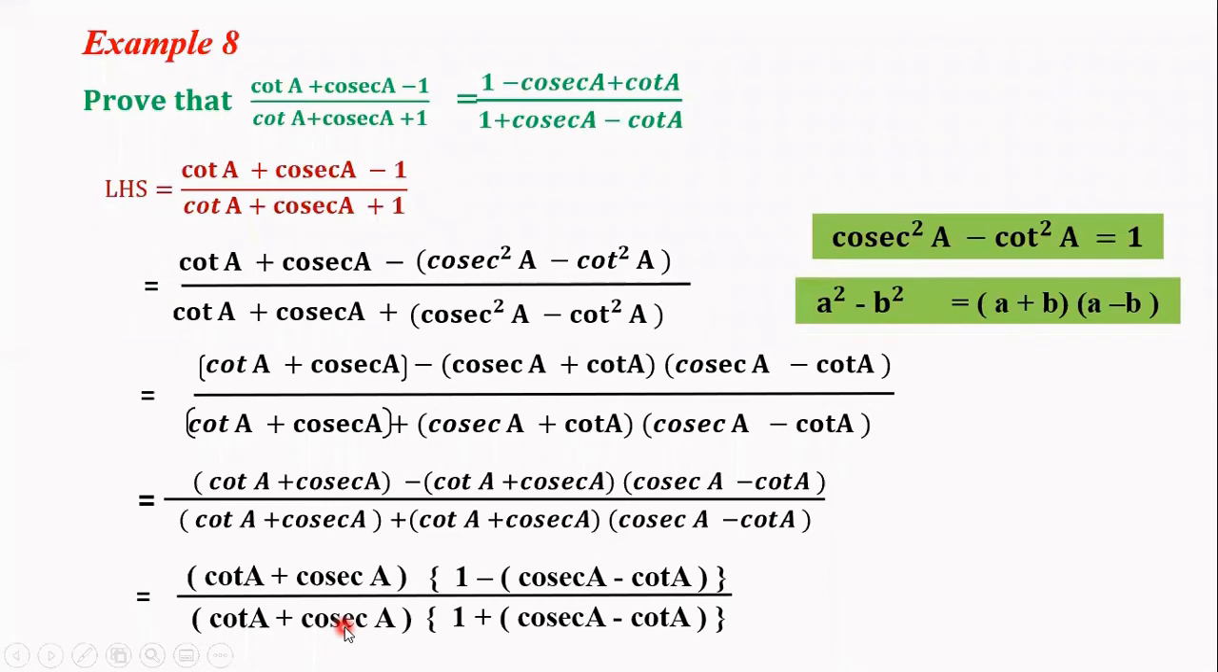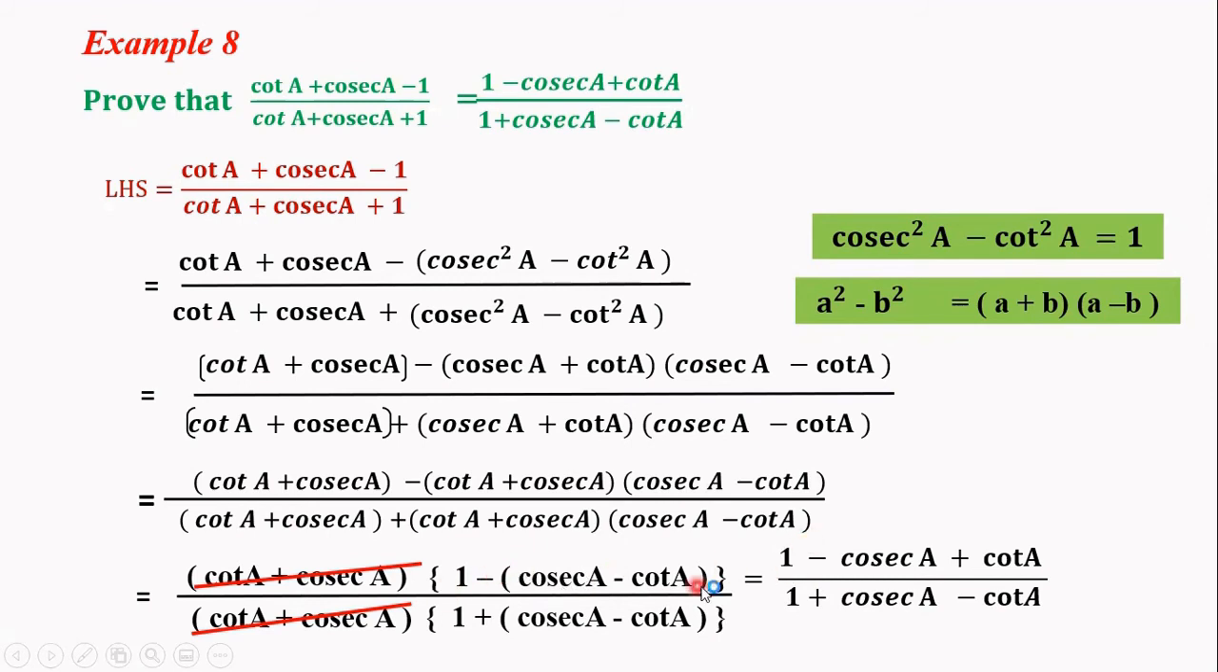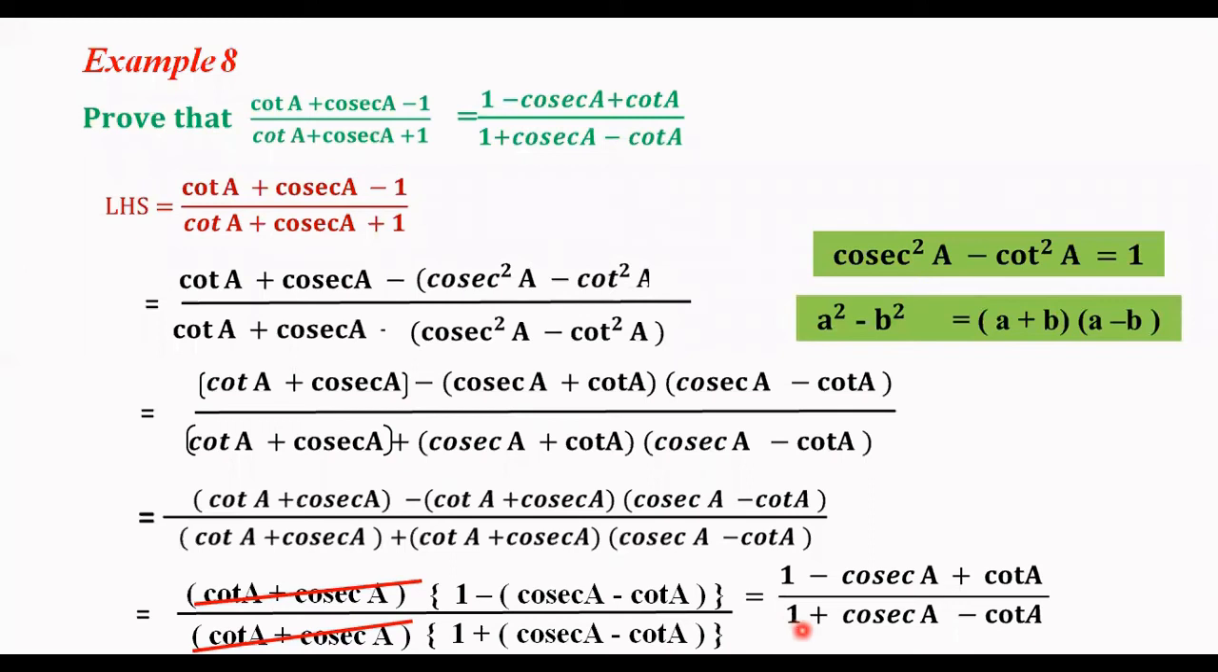Now only simplification left over. We can cancel the same bracket containing cot A plus cosec A from the numerator and the denominator. Now let's write the remaining portion. Now the simple bracket of this numerator is open by multiplying each term with minus. Here it is. 1 is here, and after multiplication with minus, we get minus cosec A. Minus into minus, it is plus here, and it is cot A. And in the denominator, 1 plus cosec A minus cot A. So we get the right hand side. Hence, example 8 is proved.